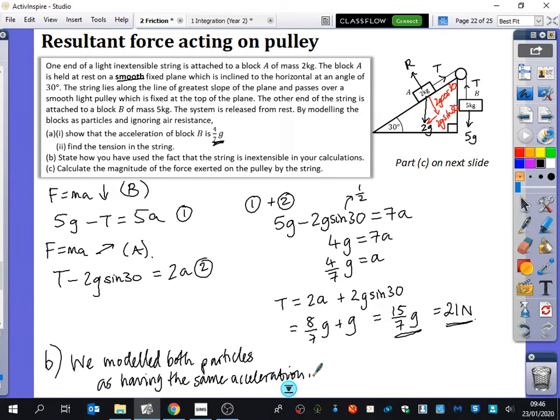If you said, I have used the fact that the string is inextensible by saying that the string is not stretchy, you haven't used that the string is not stretchy. You've just told me that the string is not stretchy. The way we've used it is we've allowed the accelerations to be equal.